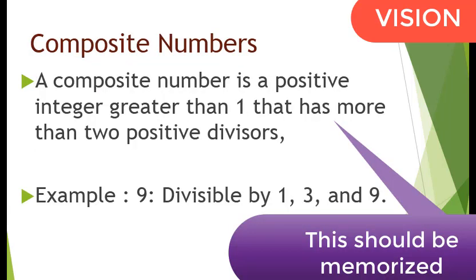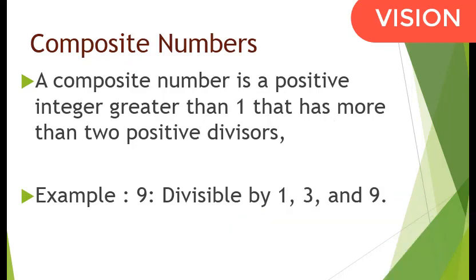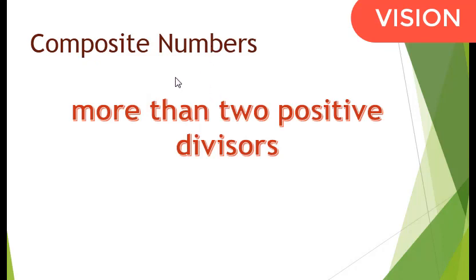Okay, now we are going to discuss composite numbers. What is a composite number? A composite number is a positive integer that is greater than 1 normally, and it has more than 2 positive divisors. Example: 9. 9 can be divided by 1, 3, 9. So 9 is called a composite number. Simply we can say a composite number has more than 2 positive divisors. Again I am telling, a composite number has more than 2 positive divisors.